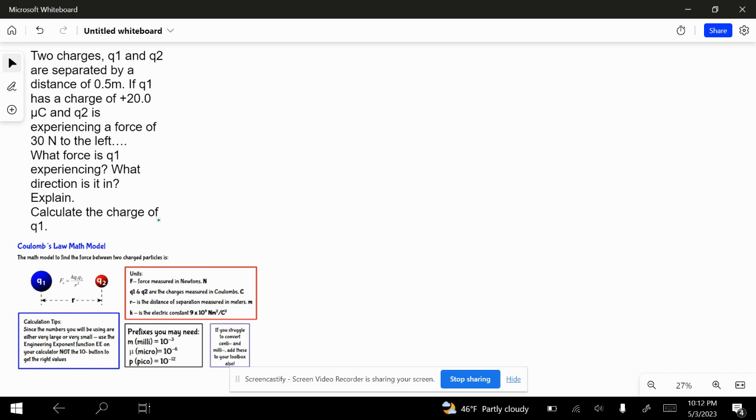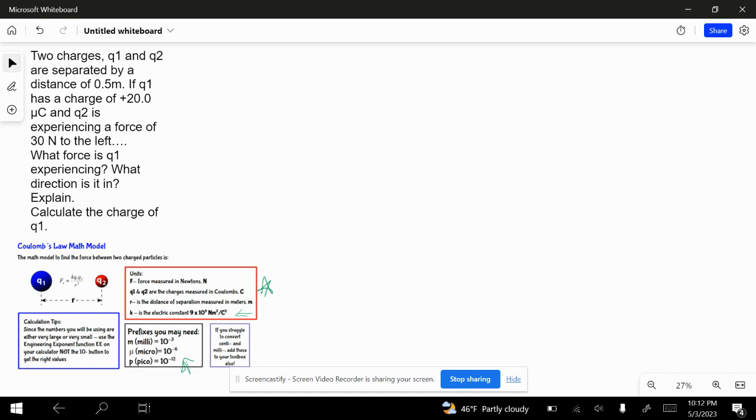Below here, I've just added a slide. I think it's slide 11 from our slide deck. It's just basic Coulomb's law stuff. In particular, what's important here is your prefixes. So keep a look at that. And then here we have the K constant. There's some other good stuff in here, but I'm not going to go over that. You guys can look at that as you're going through your work.